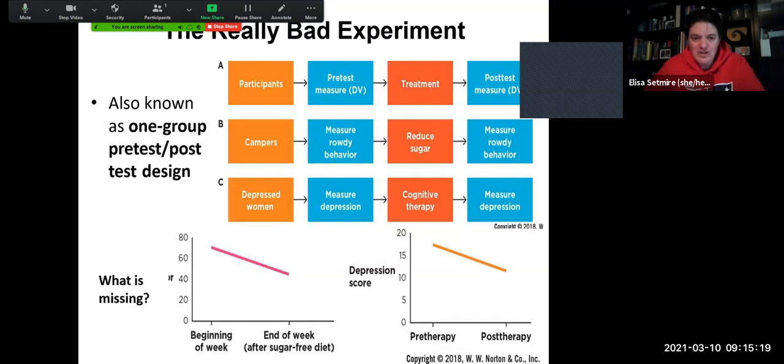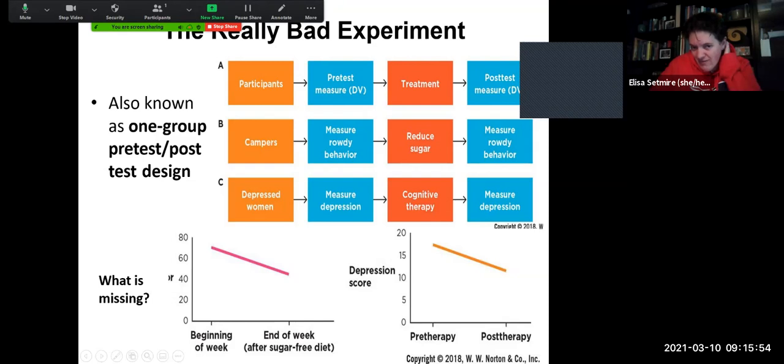So the textbook talks about something called the really bad experiment, also known as a one group pre-test post-test design. Now, if you look at this graph, right, it's going to look strange. This looks like a correlation, right? There's only one group present. Whenever you're doing an experiment, you have to have a comparison group. So if we're ever talking about a research design or an experiment where it's one group and there's no pre-post with a comparison group to counter, it's going to be a bad experiment.